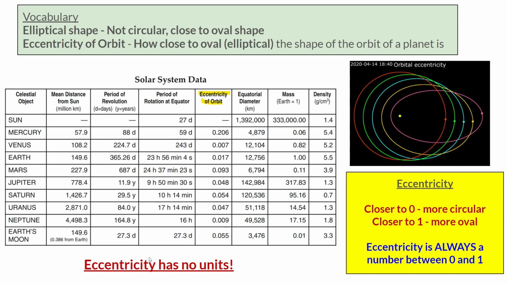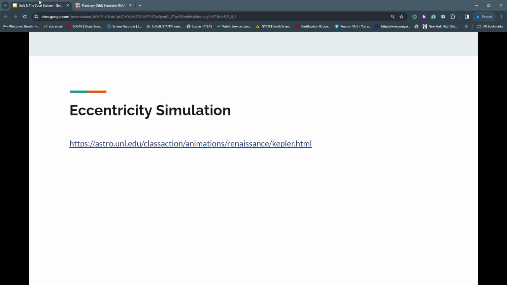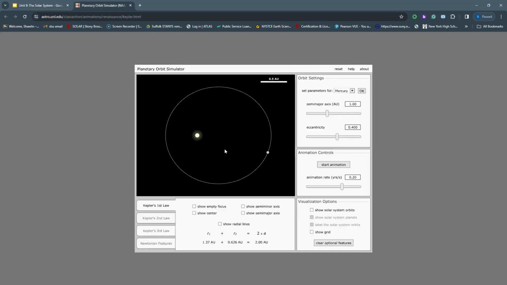And also notice that eccentricity actually has no units. Never use units for eccentricity. It's just kind of a range, a scale that we're using. So it's just a number. Always only write a number, no units needed. So let's look at a simulation for eccentricity.